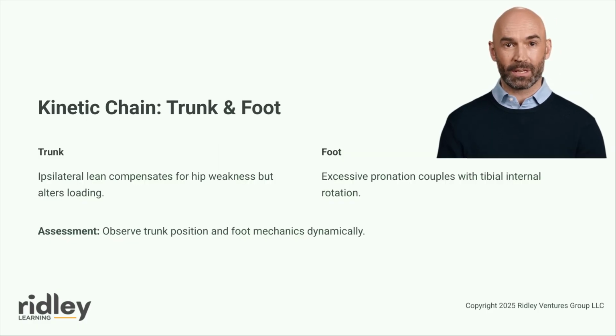Trunk control represents an often overlooked proximal factor influencing lower extremity mechanics. Ipsilateral trunk lean during single-leg activities shifts the center of mass laterally, reducing the external hip adduction moment and potentially compensating for hip abductor weakness. While this strategy may reduce hip muscle demand, it alters the overall kinetic chain loading pattern and may have downstream consequences for patellofemoral mechanics. Assessment should therefore include observation of trunk position during functional tasks alongside lower extremity kinematics.